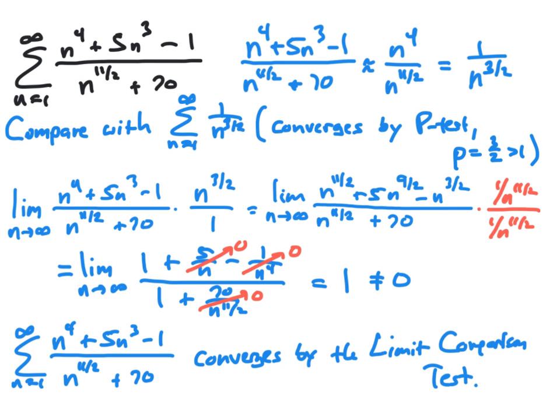And since we have the limit of our terms being divided by each other equaling a number that is not 0, we know the two series have the exact same behavior. Since our comparing series is a convergent p-series, this means that the given series is also converging by the limit comparison test.